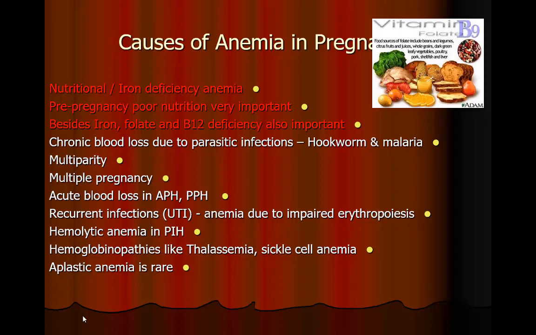Besides iron, folate and B12 deficiency are also important. Chronic blood loss due to parasitic infection, hookworm, malaria, multiparity, multiple pregnancy; acute blood loss in antepartum hemorrhage or postpartum hemorrhage; recurrent infections, UTI; anemia due to impaired erythropoiesis; hemolytic anemia in pregnancy, like in PIH, pregnancy-induced hypertension, like HELLP syndrome; hemoglobinopathies like thalassemia and sickle cell anemia; in addition to aplastic anemia, which is rare in pregnancy.